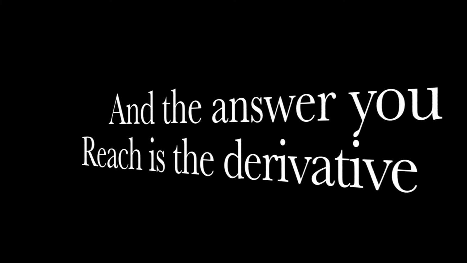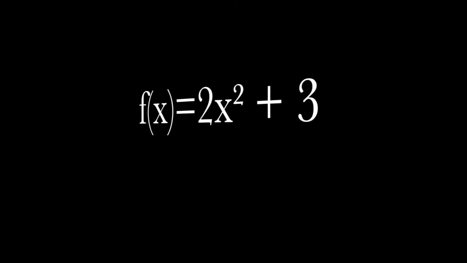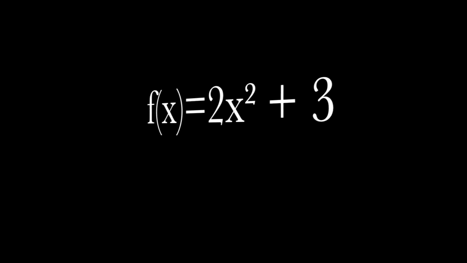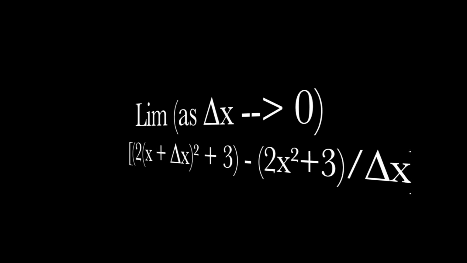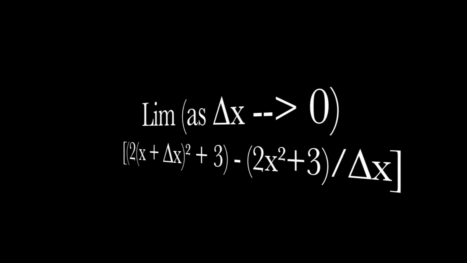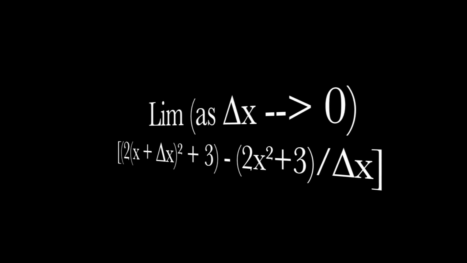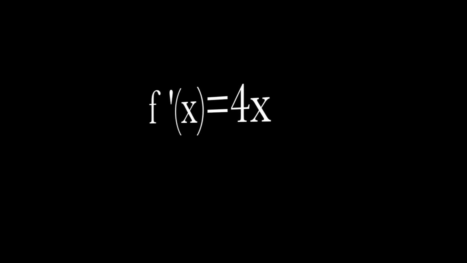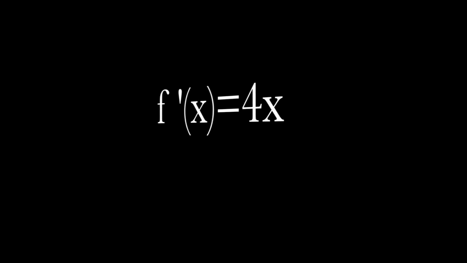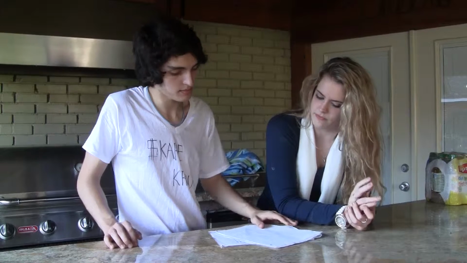Now on to an example. Let's take f of x equals 2x squared plus 3. The limit as delta x approaches 0 would be 2 times (x plus delta x) squared plus 3, minus (2x squared plus 3), all over delta x. Expand this and cancel out your like terms, and the answer you receive for the limit as delta x approaches 0 equals 4x. 4x being your derivative.